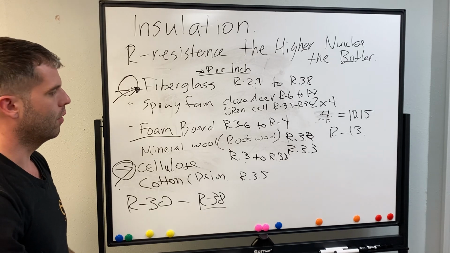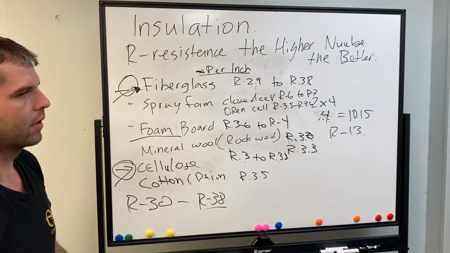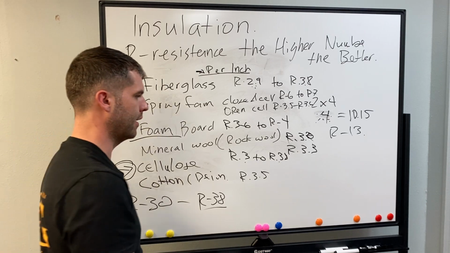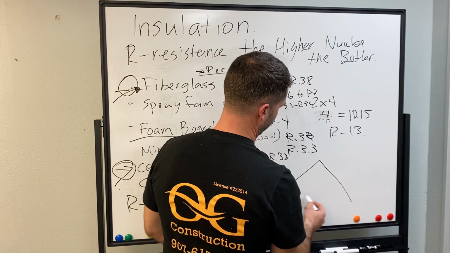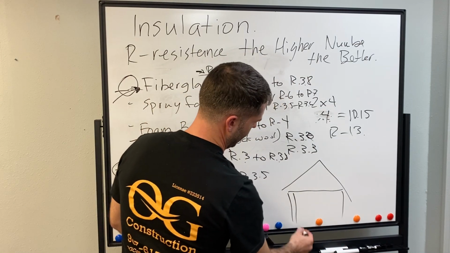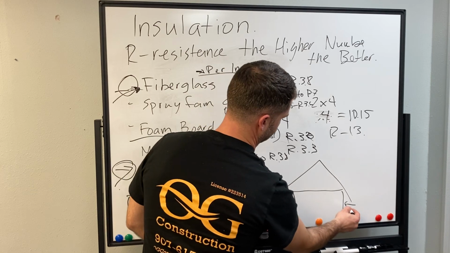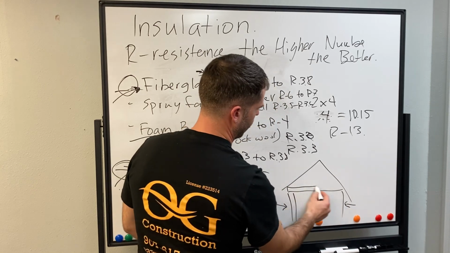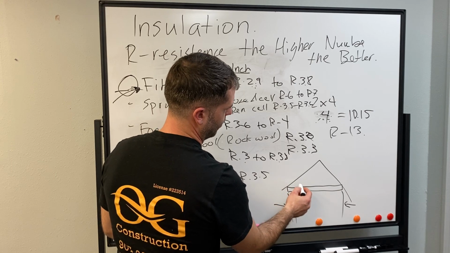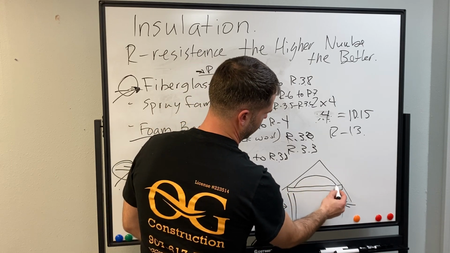So the whole point of insulation is to keep the heat in or the heat out. On the attic space, if you live in a colder climate, you have your roof, right? And you have your walls. This gets insulation, this gets insulation. And then right here, you can put insulation, for every inch, like this, right?